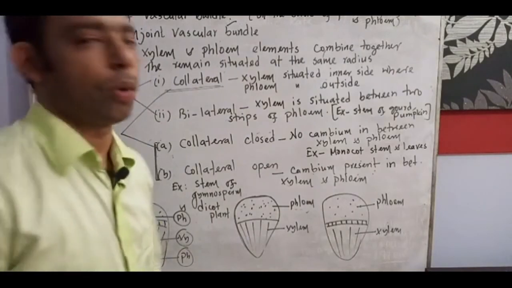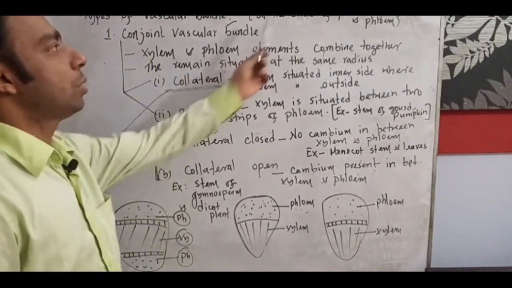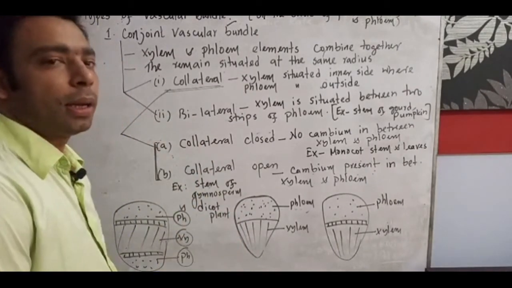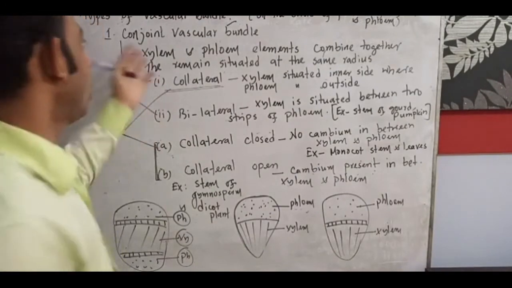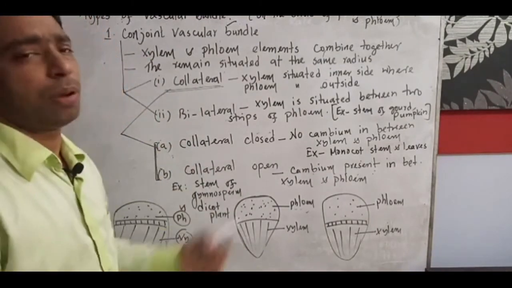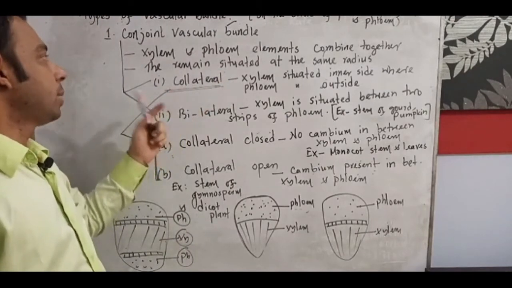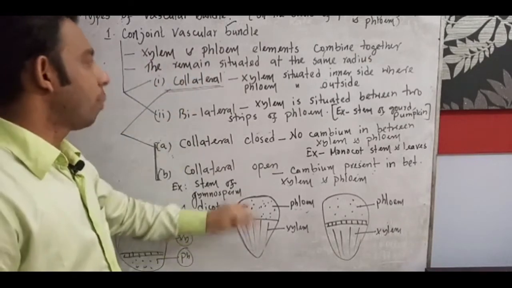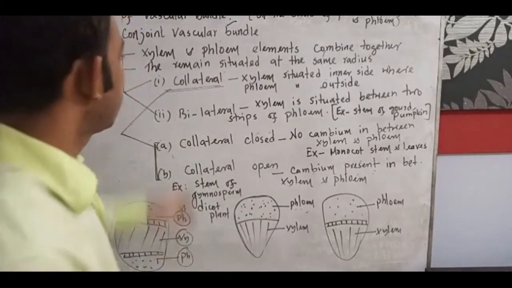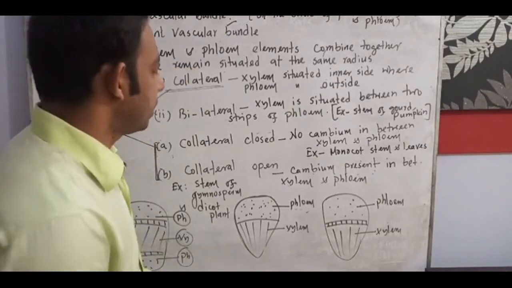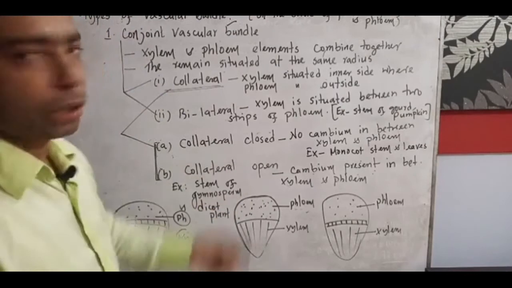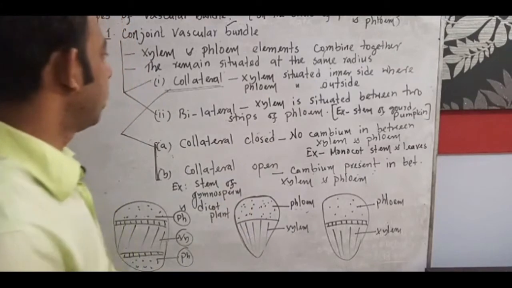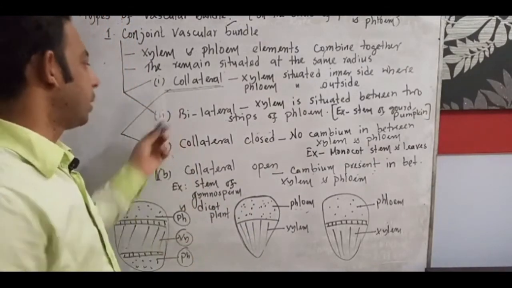I think everyone understands. I will just review one time. On the basis of the position of xylem and phloem, we divided or get the types of vascular bundle. Number one, conjoined vascular bundle. Conjoined vascular bundles are of two kinds, collateral and bilateral. The conjoined vascular bundle means xylem and phloem elements are combined together and they remain in the same radius. Collateral means the xylem is situated on the inner side and the phloem on the outside. And these collateral types are of two kinds.